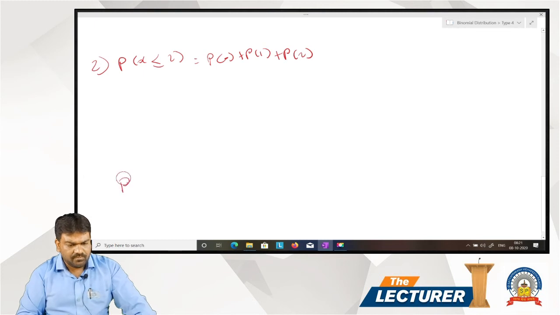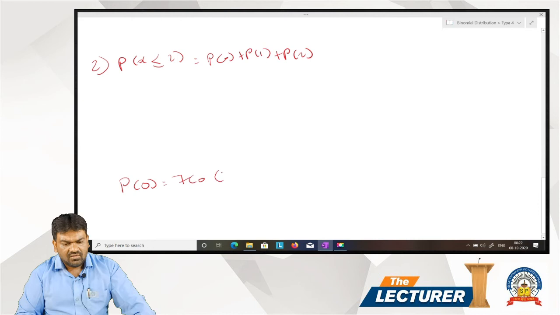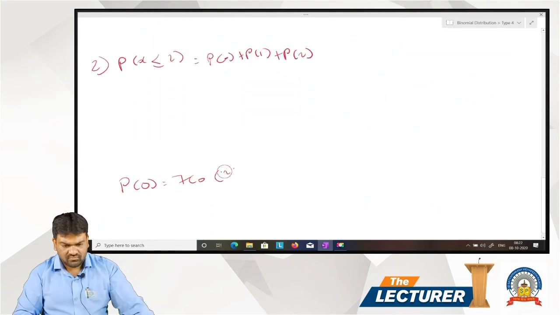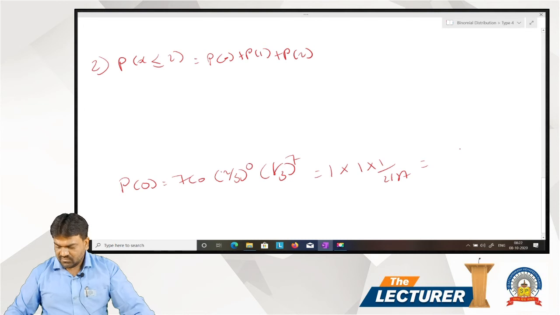So P of 0 is 7C0, 2 by 3 raised to 0, 1 by 3 raised to 7. 7C0 is 1, and 1 by 3 raised to 7 gives 1 upon 2187.